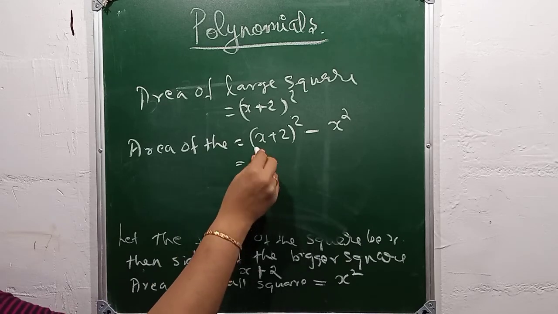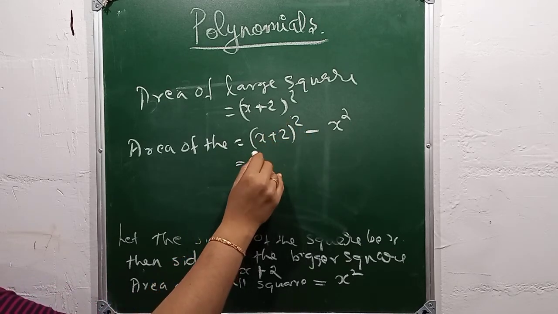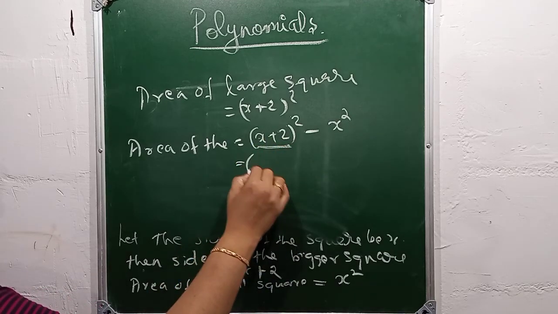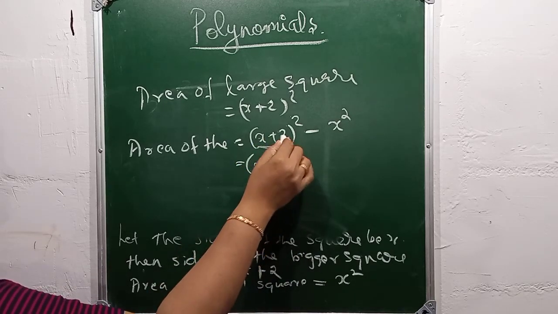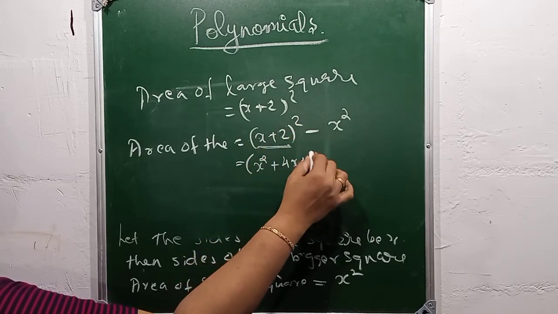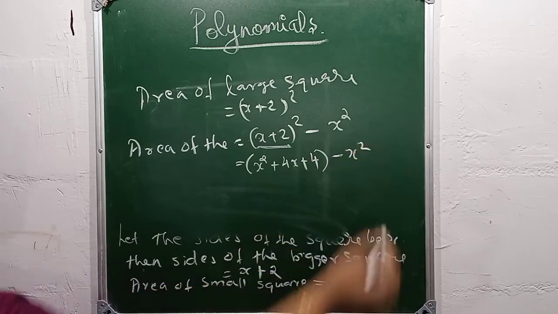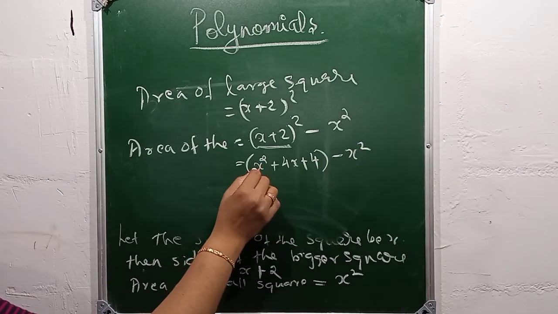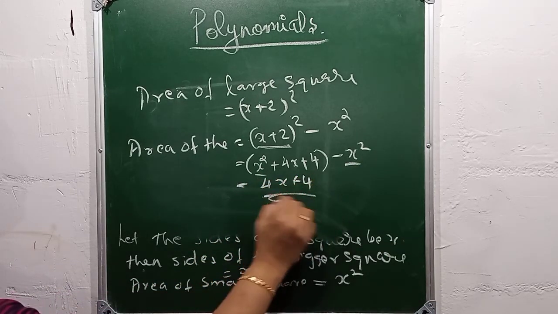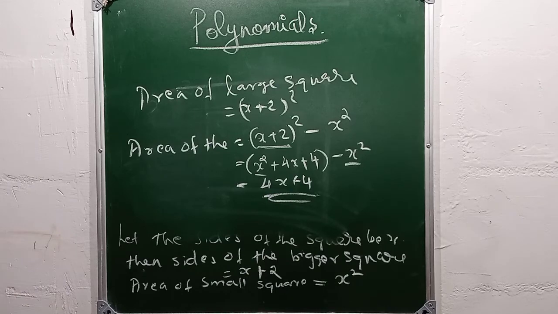What is x plus 2 whole square? It is a plus b whole square. Using the a plus b whole square identity, expand this. That is equal to x square plus 2 into x into 2, that is 4x, plus 2 square is 4, minus x square. So x square and x square get cancelled. Then here we have 4x plus 4. So the relation between the sides of the square and the area of the path is 4x plus 4.